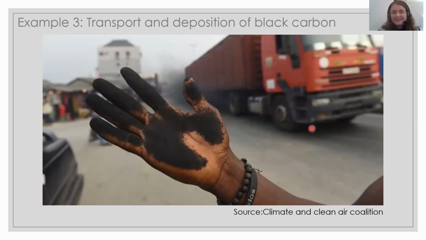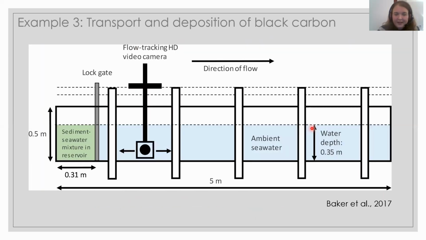So in some cities with very bad air quality, you get these soot deposits that have basically been deposited from the air onto the ground. So it's not just a question about what happens with naturally produced black carbon, but it's also interesting for anthropogenically created carbon.